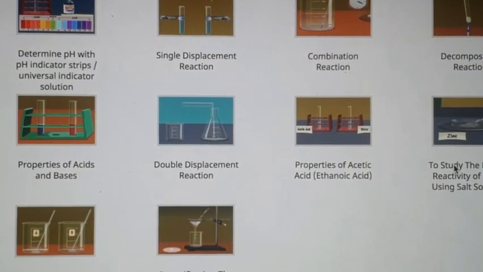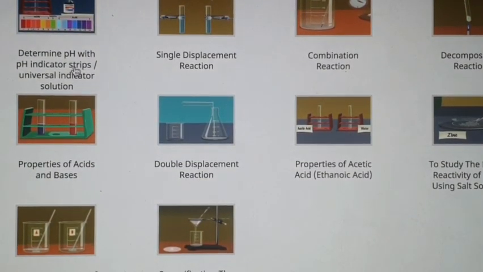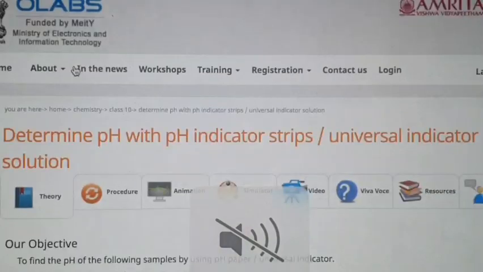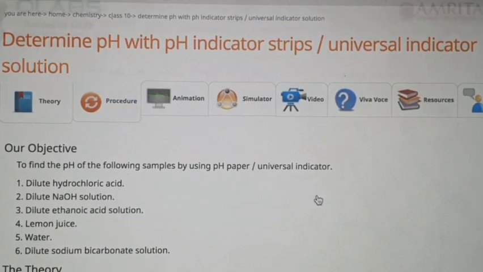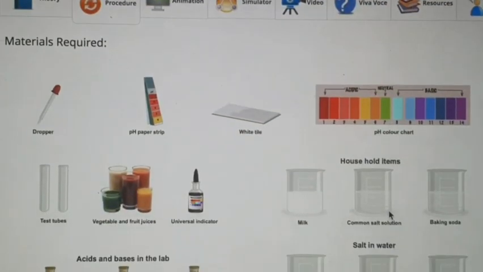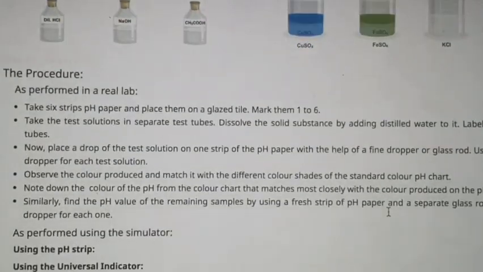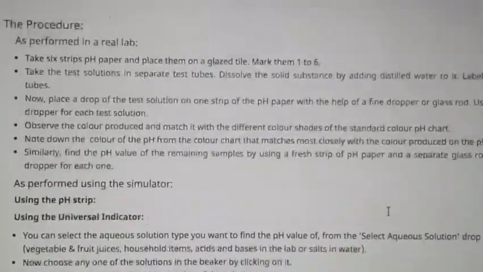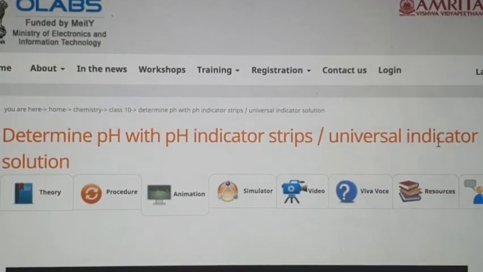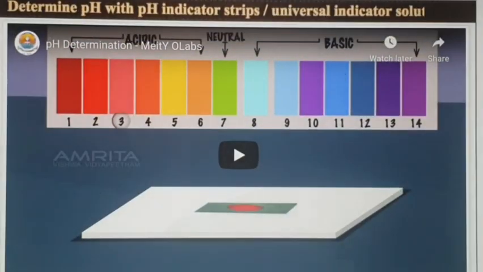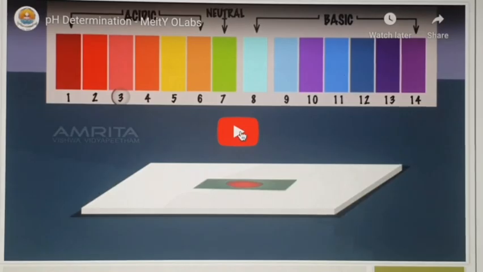I have chosen determine pH with pH strips and universal indicator. This is our board practical. Then this will appear: procedure, animation, simulator, video. So you can first tell the students about the procedure by clicking on the procedure, what you are going to do today. It will show you these things will be used and the entire procedure is mentioned. Then after showing them the procedure, you can move to animation. With the animation, this animated video will appear and you can share this video with them.